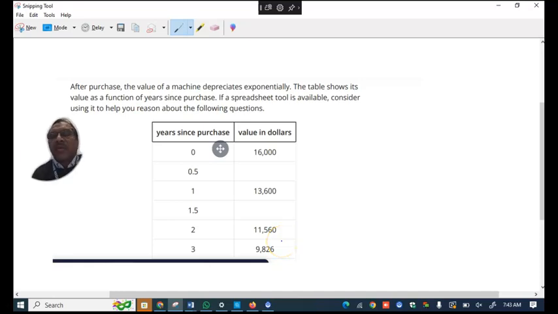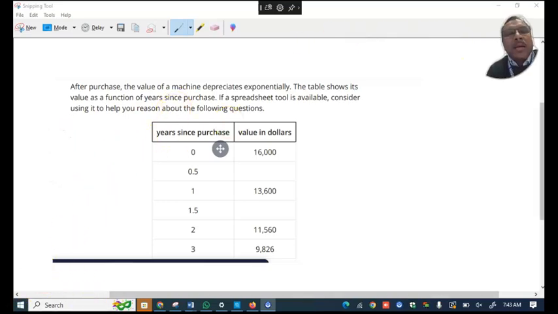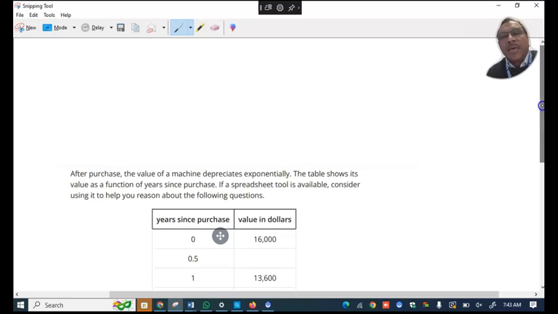The first question is, so all we need to know is, okay, look here. When we talk about an exponential function, I want you to write this: y is a times b raised to x.